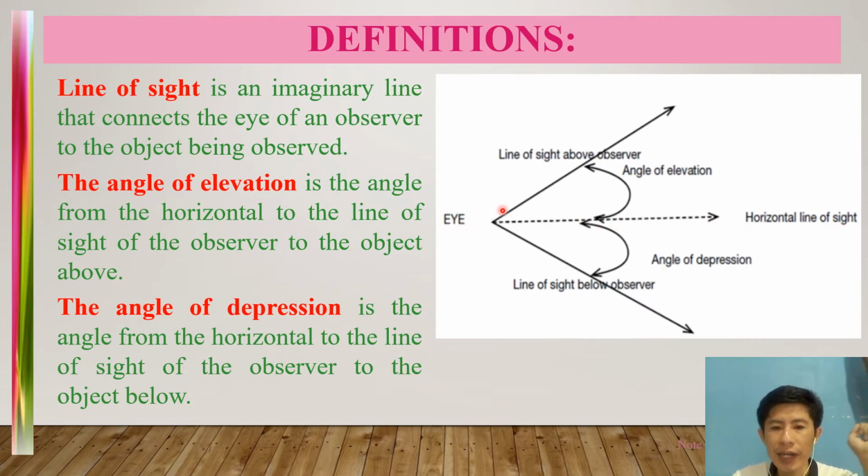Another term related to the line of sight is the line of sight above the observer. Again, dito sa horizontal line of sight, kapag same yung height ng eyes natin tsaka yung object. Halimbawa, yung eyes natin is 5 centimeters above the floor, and yung object na naandun sa wall, 5 centimeters din above the floor. Kaya magkakaroon ng horizontal line kapag same yung height ng mata mo tsaka yung object na tinitingnan mo.